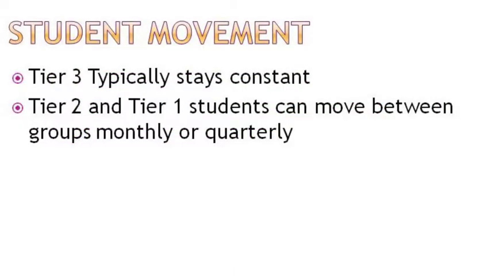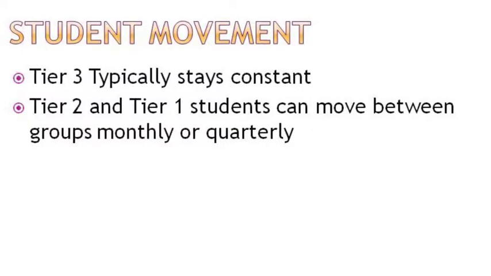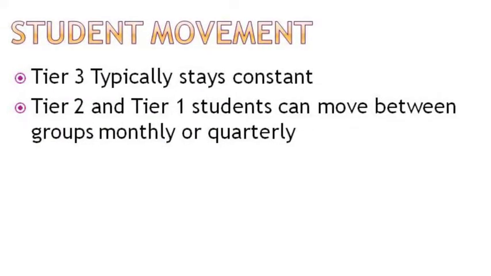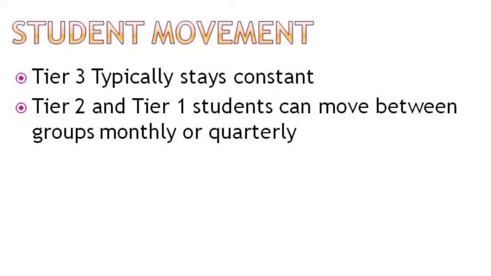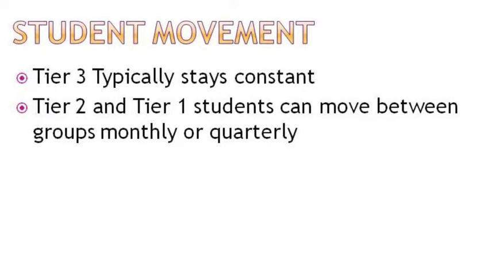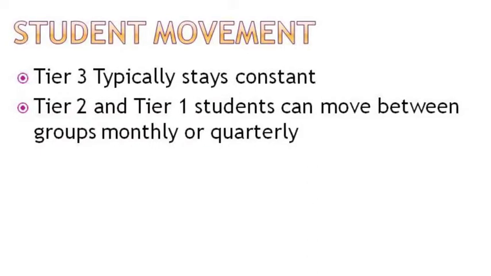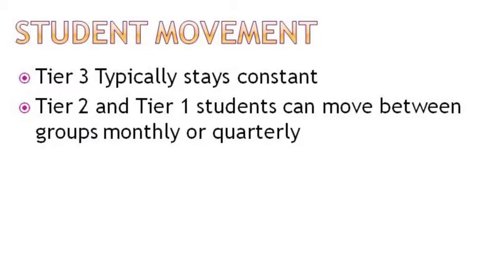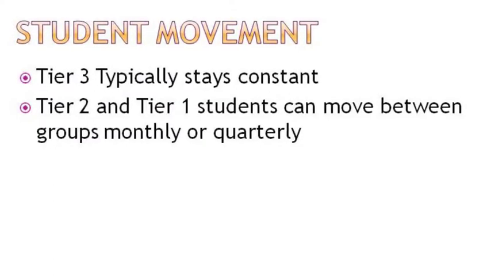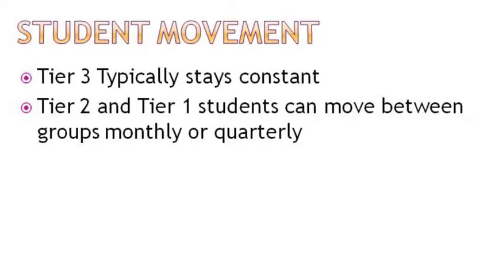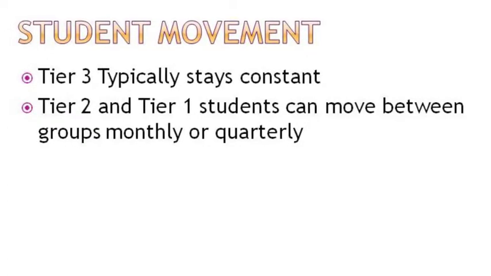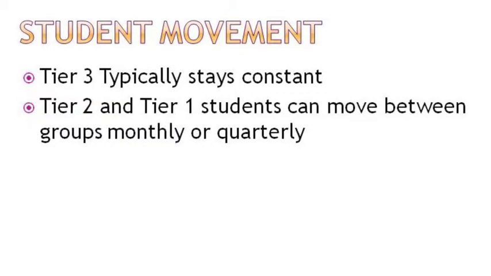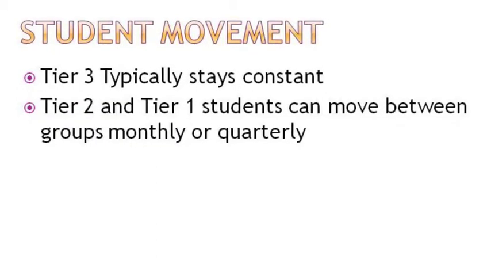You might wonder whether students stay in the specific MTSS tiers. Well, sometimes they do, but sometimes they move. Tier 3 typically stays constant. These students are students who don't just struggle with what is currently being taught. They struggle with skills that were taught previously, sometimes in previous grade levels. Tier 1 and 2 students do move more often in between the tiers, especially in math. For example, one math unit might be more difficult to a specific student than another math unit. Many schools adjust their tiers monthly or quarterly.